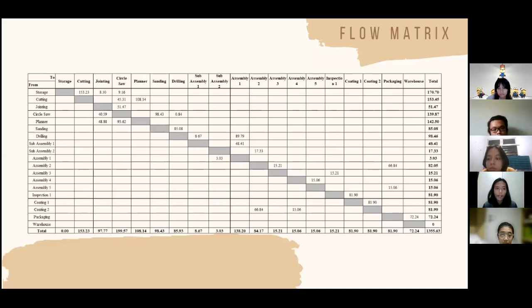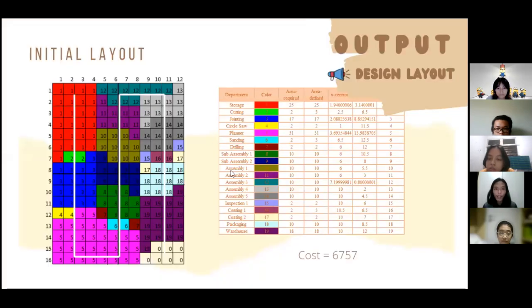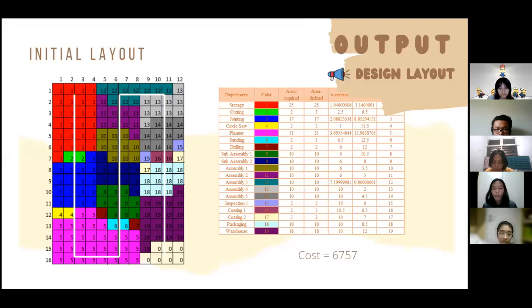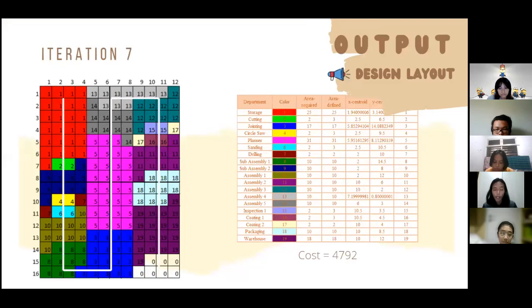So this is the flow matrix. For example, the flow from the storage to the cutting is 153, and from the department storage to department jointing is 830. After that we get the initial layout. This is the initial layout. For the initial layout, the cost is around 60,700. Then we generate the layout again until the 7th iteration. The 7th iteration is the best iteration, or the best facility design for the production floor, with a cost of around 4,700.